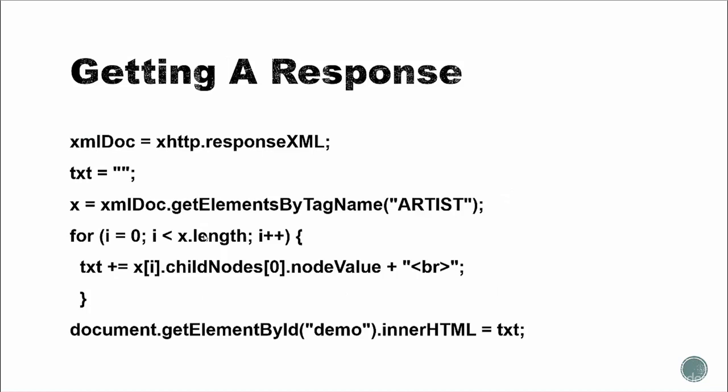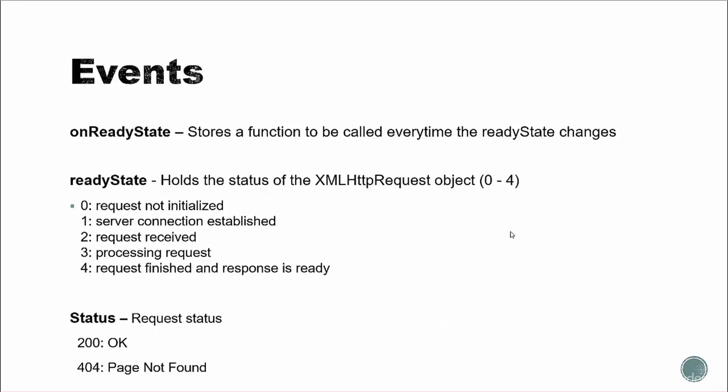So getting a response, this is just an example that I grabbed from the documentation. You can see that we're getting responseXML, so it'll be an XML format. Down here we're just using some standard JavaScript to get elements by tag name. Alright, so basically that would look for any artist tag, and then we have a loop that's going to loop through and grab all the artists, and then down here put it into an element that has an ID of demo. Alright, and we'll do this in a little bit. Not this exact code, but something like it.